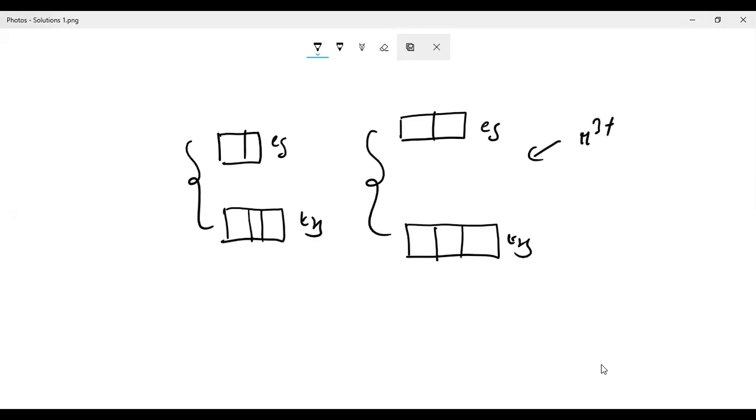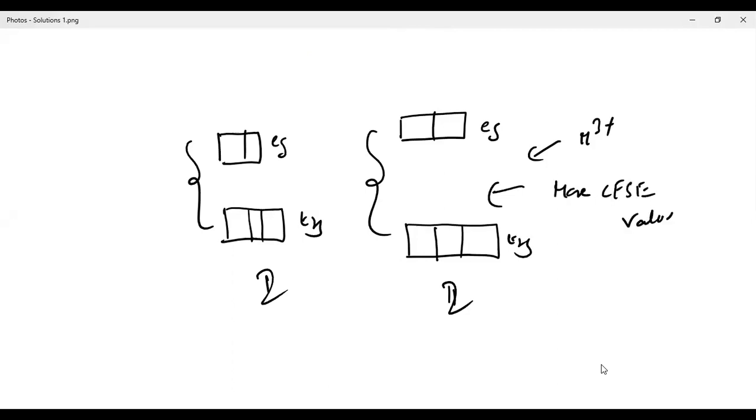Compare these two. In which diagram is the energy gap more? The second diagram. The energy gap being more means it has a more CFSE value. Why? Because it has more charge on the central metal ion. Here we have a less CFSE value. Why? Because it has less charge. So, as I said, the CFSE directly depends upon the charge on the central metal ion.